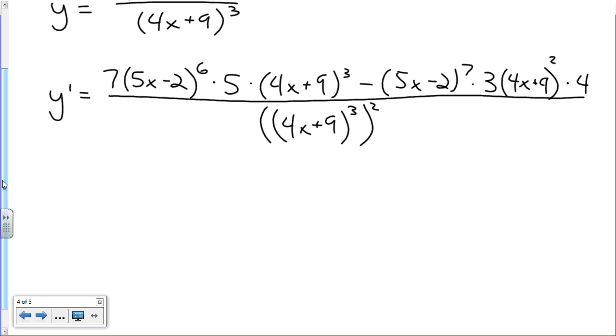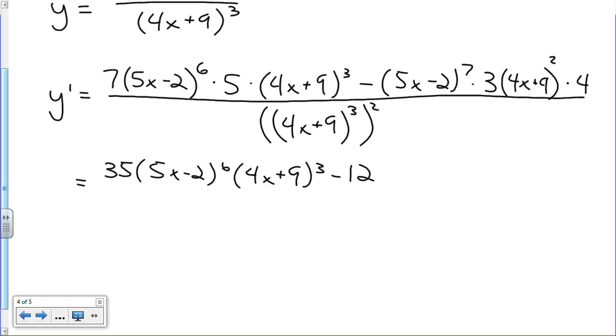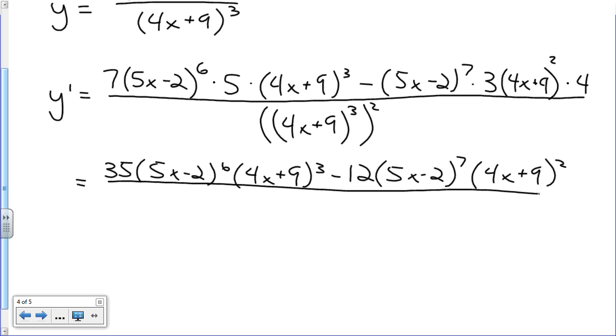All right, so let's just write this in a little bit nicer form here. Let's take the 7 times 5 is 35 times 5x minus 2 to the 6th, 4x plus 9 cubed, minus 3 times 4 there is 12 times 5x minus 2 to the 7th, 4x plus 9 squared, and this is all divided by, I guess we might as well simplify this here. If you take 4x plus 9, cube it, and then square it, we multiply those exponents, remember. So this is actually 4x plus 9 to the 6th power is another way to write that.